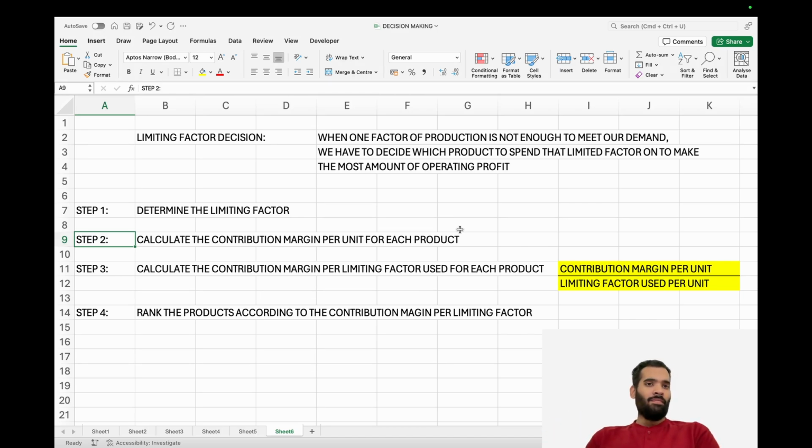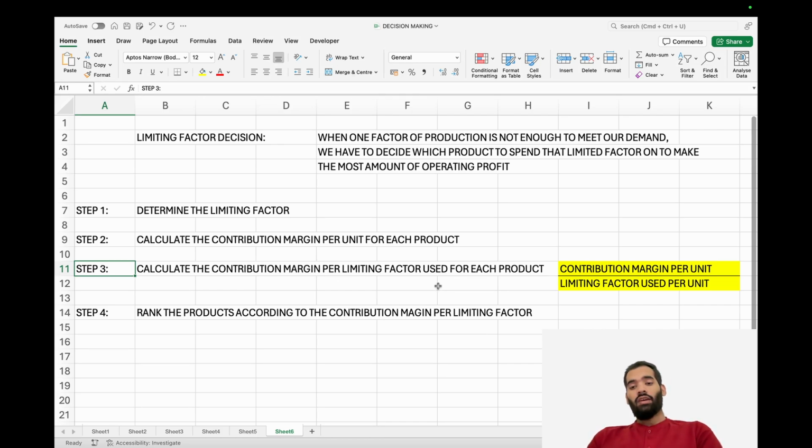So I hope you're seeing the more you learn in managerial accounting, the more the rest of the topics are becoming easier. You're seeing similar formulas and things. Okay. In any case, step number three is where you'll see something new. So this is calculating the contribution margin per limiting factor used for each product.